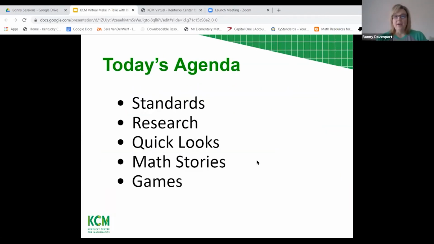And today's agenda, we're going to be looking at some standards for multiplication and division. We're going to be looking at the research behind that. And then within that research, developing fluency, we're going to be looking at quick looks and how that supports developing fluency, and math stories, giving that visualization and context to fluency, and then of course our games that we're going to be able to download and take with us.